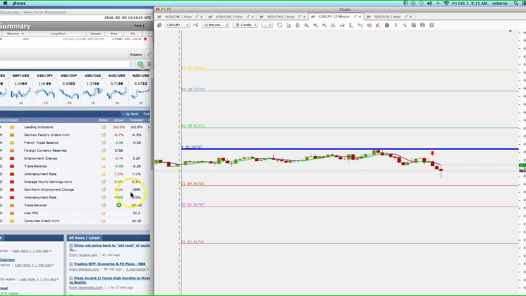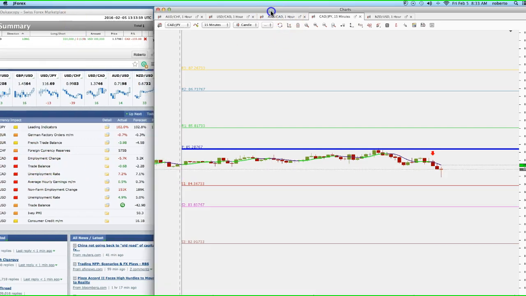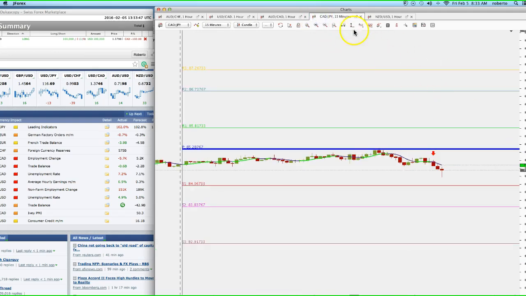Where the numbers out of the U.S. we had mixed. We had negative non-farm payroll, but the unemployment numbers increased, or rather decreased. So you just have to wait till the market settles to see what direction it's going to take. But the numbers out of Canada were stronger. So we're going to be focusing on the Canadian dollar. So we're going to be buying USD CAD. We're going to be selling Canadian yen.